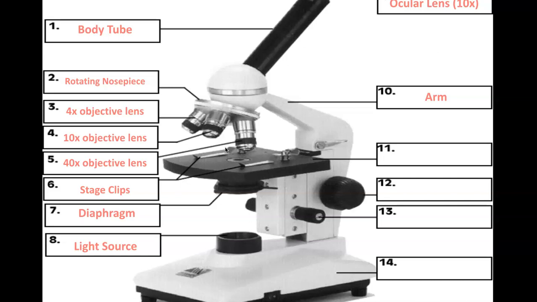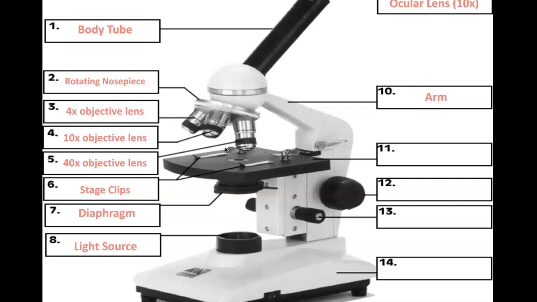Our second hand goes underneath the base. We secure that microscope tightly to our chest. That way there's not any accidents. We don't try to hold it out away from our body. We keep one hand on the arm, the other one under the base. We keep it secured tight to our body, so when we are walking back to our seat with the microscope, there's not an accident with it.